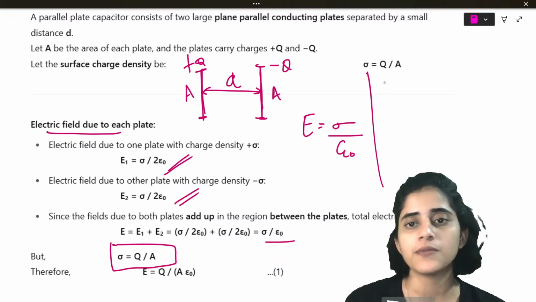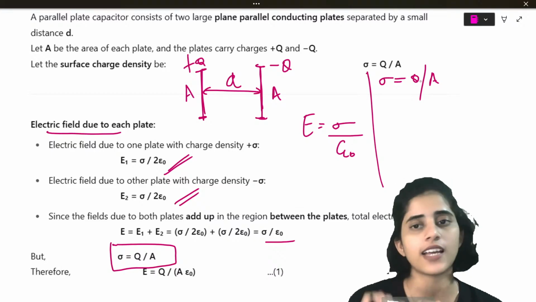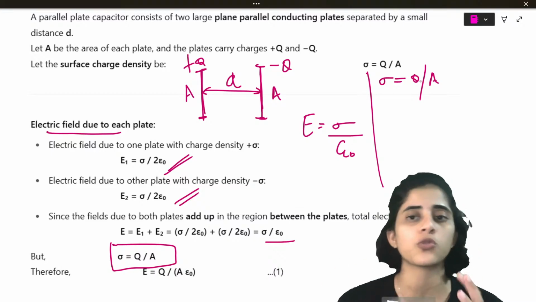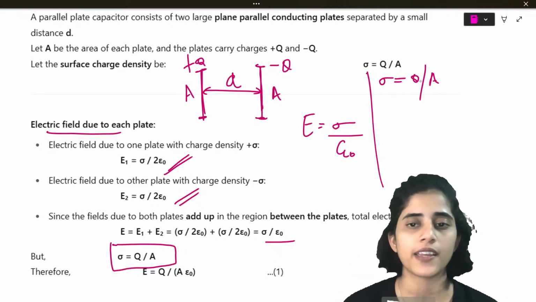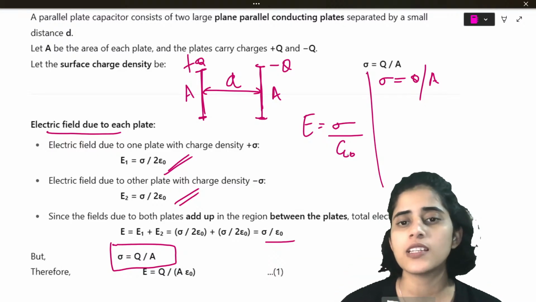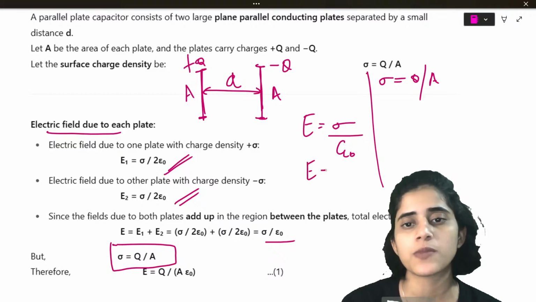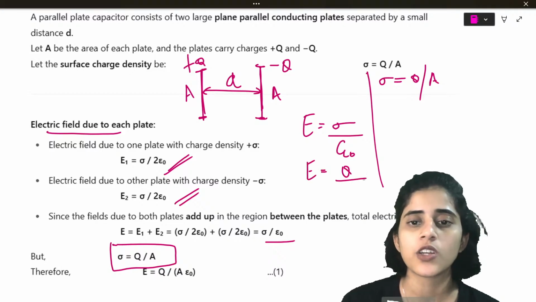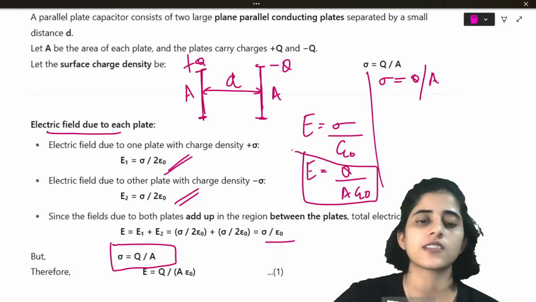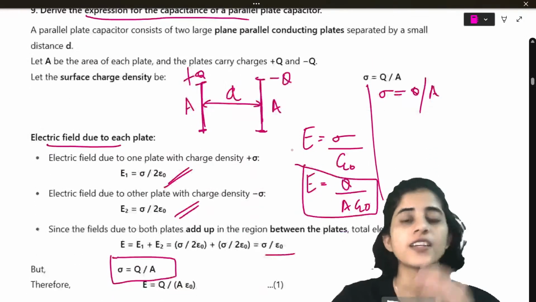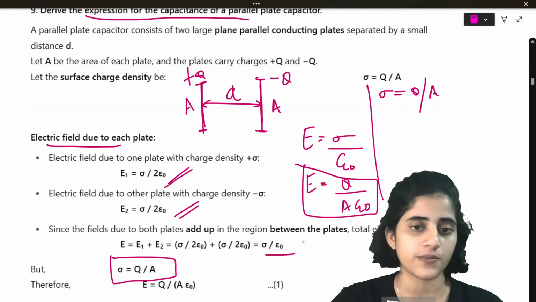So sigma is equal to Q by A. This has a derivation, so those of you who don't want to look into that much can just learn it as sigma equals Q by A. Then you substitute: E equals sigma by epsilon naught, so E equals Q by A epsilon naught. This is the formula for electric field on a parallel plate capacitor.